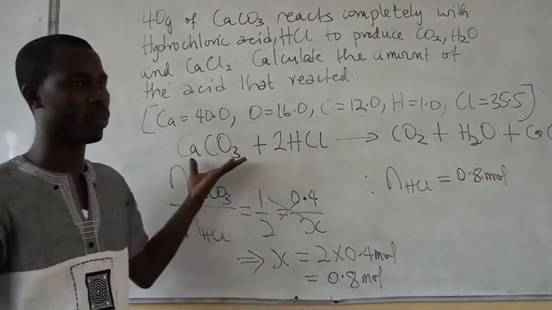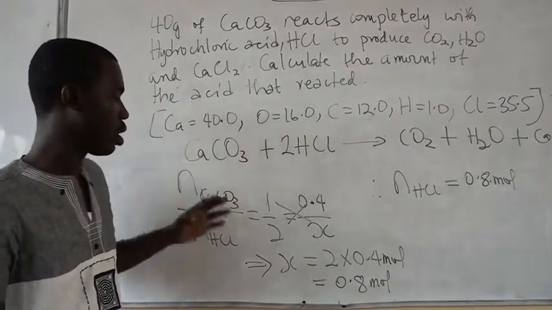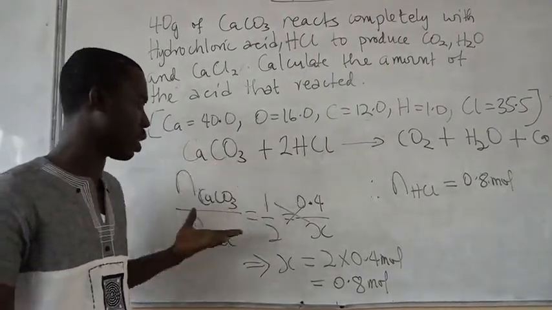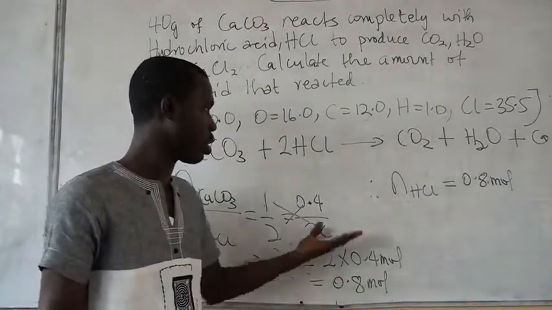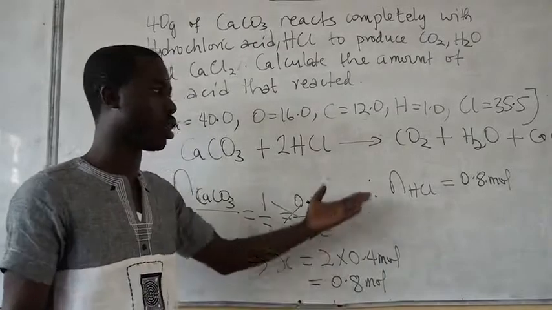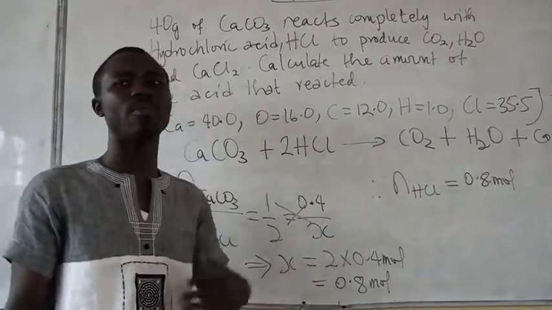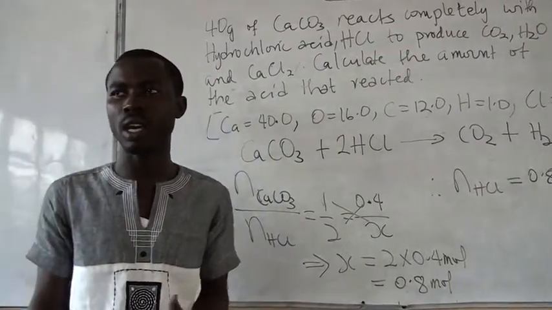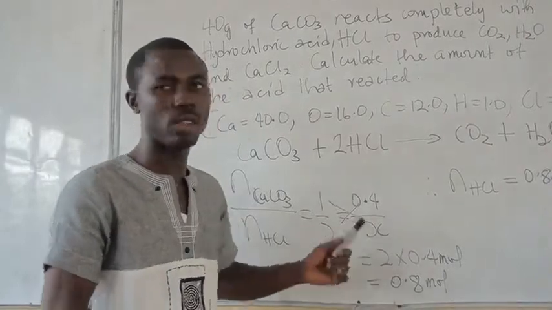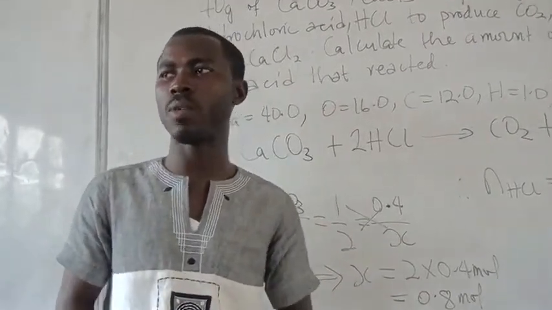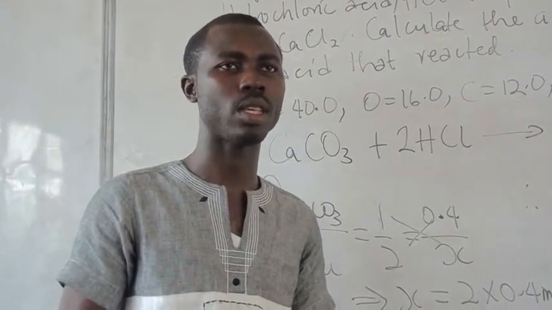Very simple. Make sure that you calculate the number of moles of the calcium carbonate, then use the mole ratio between the calcium carbonate and the HCl and calculate the number of moles of the HCl. We got this. If the question had continued and said, what is the mass of HCl that reacted with calcium carbonate? What would have been the solution? How would you go about it?